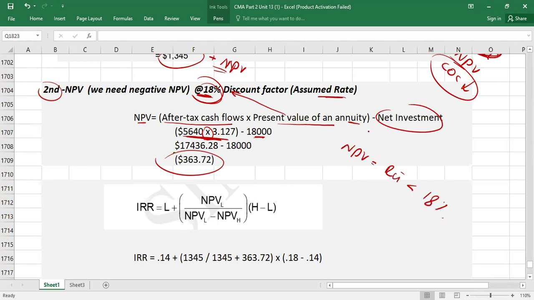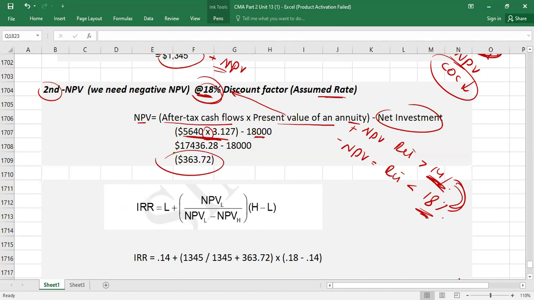But at 14% NPV is positive. So positive NPV implies that our return is greater than 14%. It means our return is greater than 14%, but is less than 18%. So it means our return is in between these two. Because at 14% our NPV was positive and at 18% NPV is negative. It means our return is more than 14 but less than 18. It means it's in between. So now how will you find what the exact IRR is?